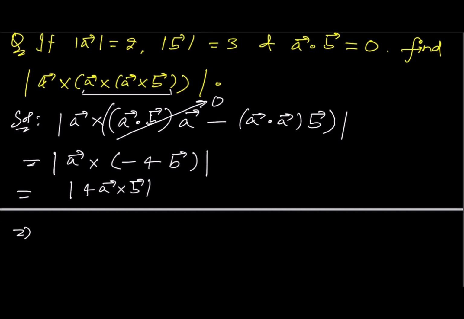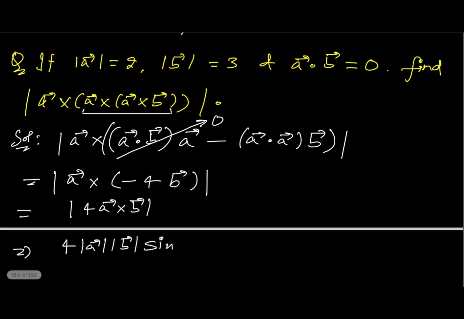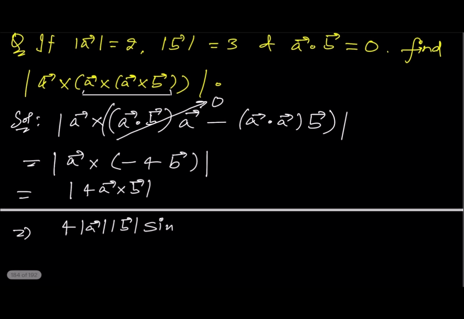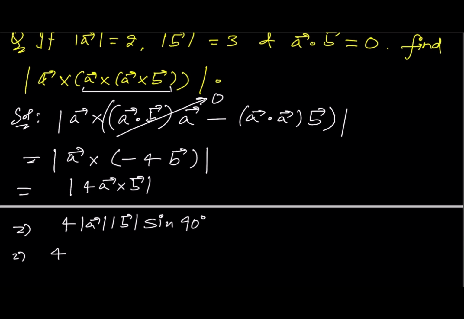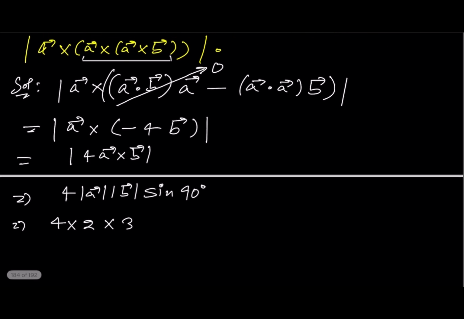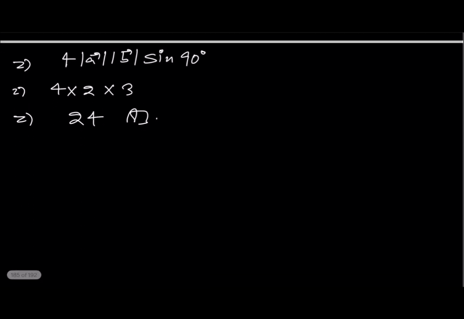And mod of A cross B is mod A mod B sine theta, and theta is the angle between A vector and B vector. Here the angle between A vector and B vector is 90 degree, so this is sine 90, which is 1, and mod A is 2, mod B is 3, so this is 24. 24 is the correct answer.